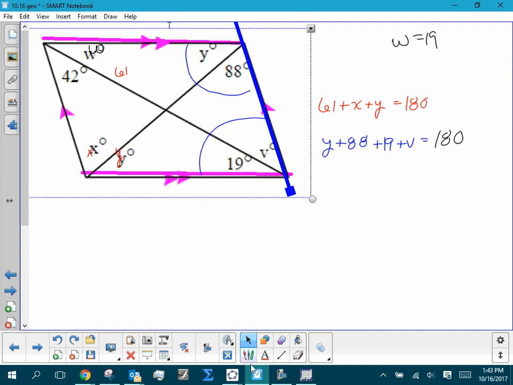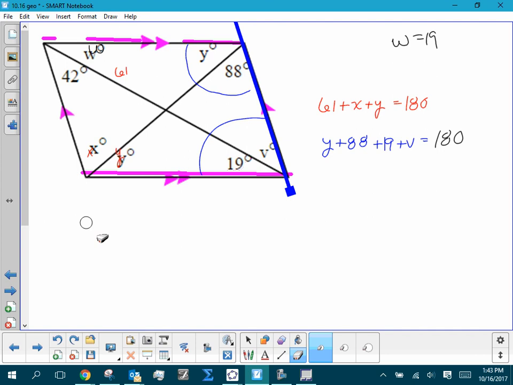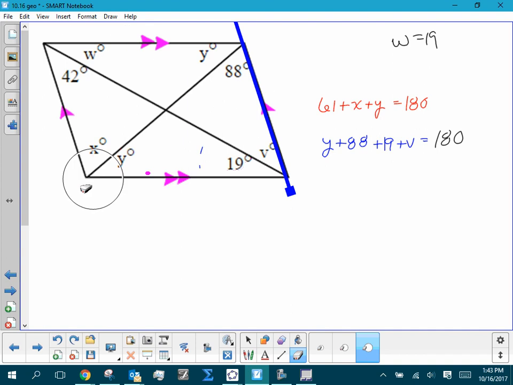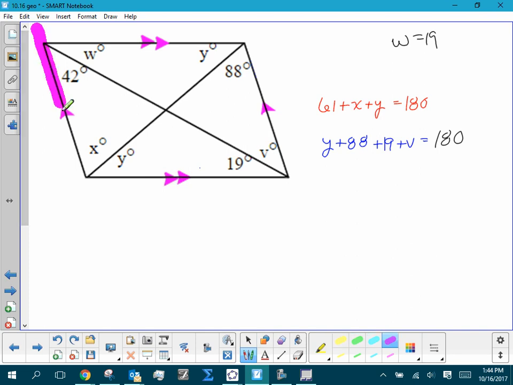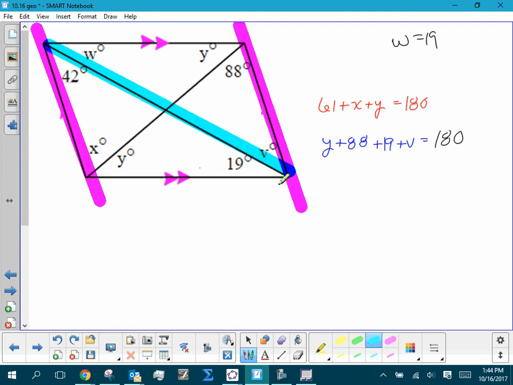So let's clean some stuff up here, because I think I've exhausted all my transversals for those two parallel lines. So I have another set of parallel lines. They're the ones on the left and right. So if I look at that parallel line, and now maybe use that transversal, okay?